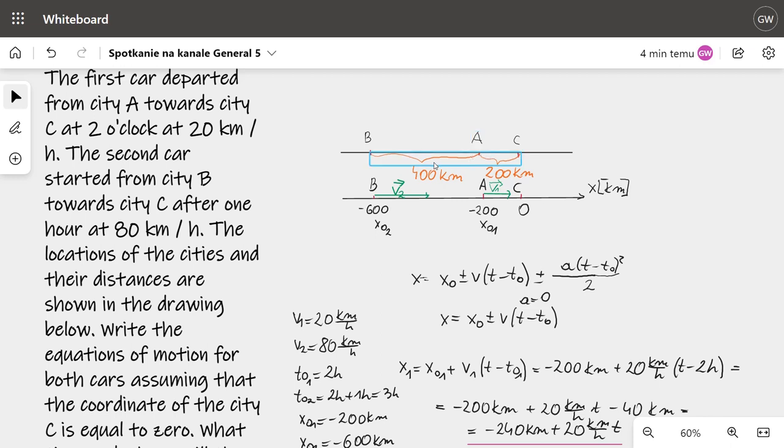Distance between cities A and B is equal to 400 kilometers. It's here. And distance between cities A and C is equal to 200 kilometers. A and C, 200 kilometers. To write equations of motion, we draw x-axis. It's here.